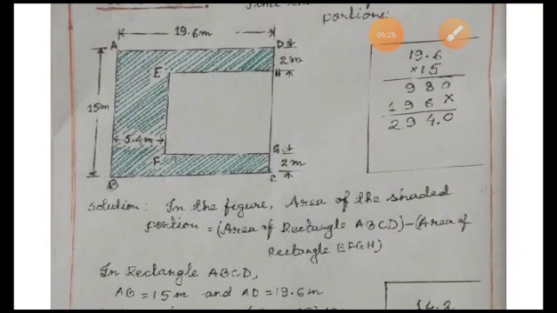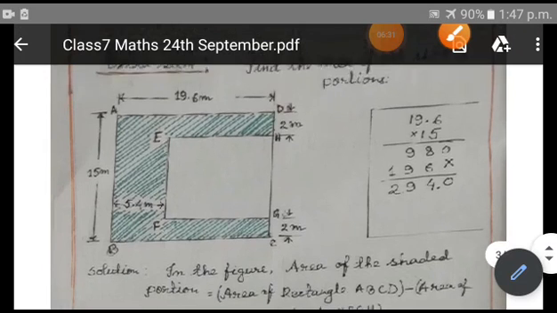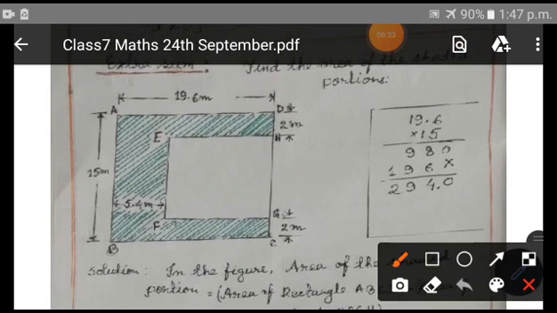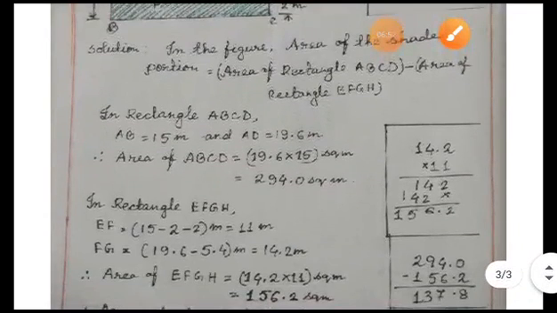Now children, for calculating the area of the inner rectangle, you need to find out the dimensions of the inner rectangle. That means here the length is 19.6, but you can see that this portion is marked as 5.4 meter. So what you will do? You are going to get the length of the inner rectangle by subtracting this 5.4 meter from 19.6 meter. So you are subtracting 19.6 minus 5.4 meter, which is 14.2 meter.